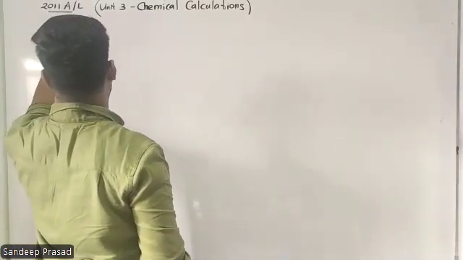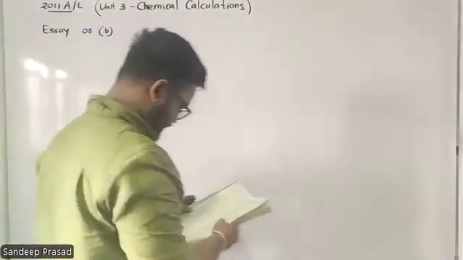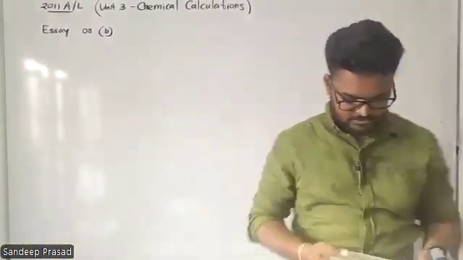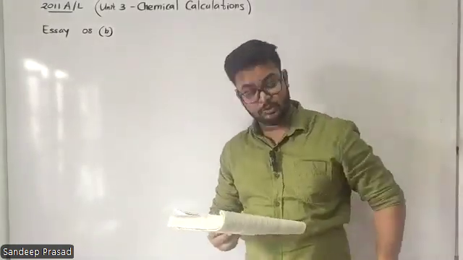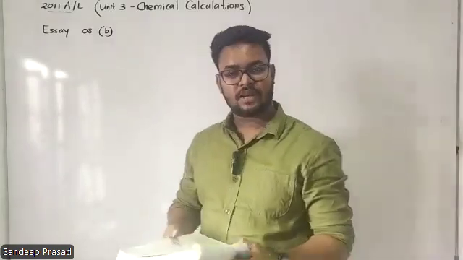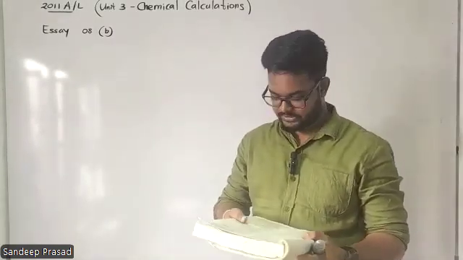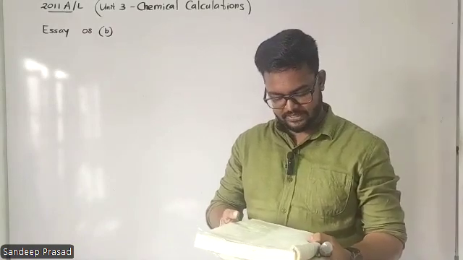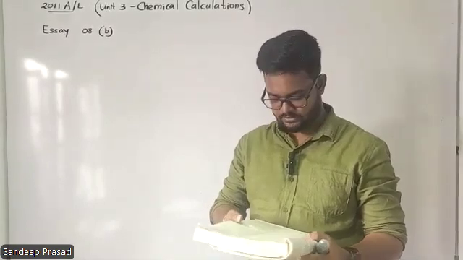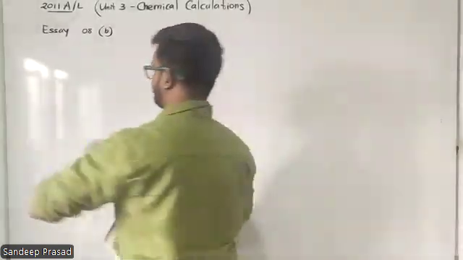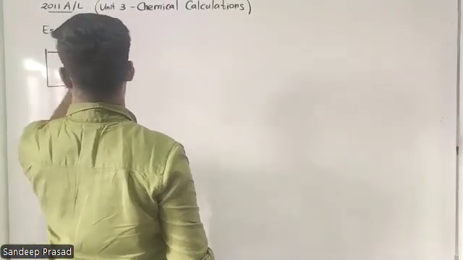Essay paper, question number 8, part B. Solution capital P contains sulfate, copper 2 plus, and H plus ions. The following procedures, 1 to 3, were used to determine their concentrations. So they have given 3 procedures one by one. So there is a solution. This solution is known as capital P, right?